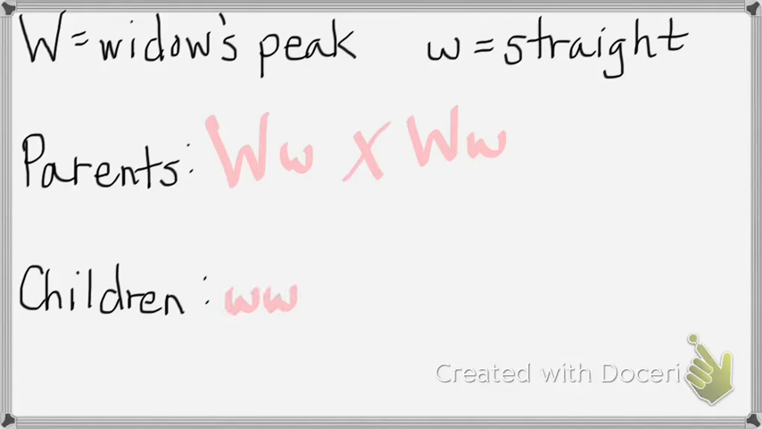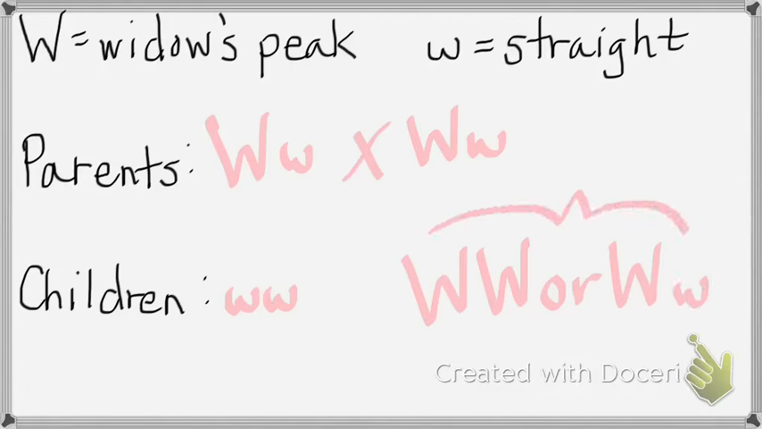But what about the other two? They have widow's peaks. They could be big W, big W. Or they could be big W, little w. So collectively, what can we say about them? Big W? Question mark. They're hard because it could be either one. You can look at those parents and tell those kids could have got a big W from their mom and a big W from their dad. That's possible. Or they may have gotten a big W from their mom and a little w from their dad. We don't know. So both of those kids are big W question mark. Are you okay on the kids? Great.